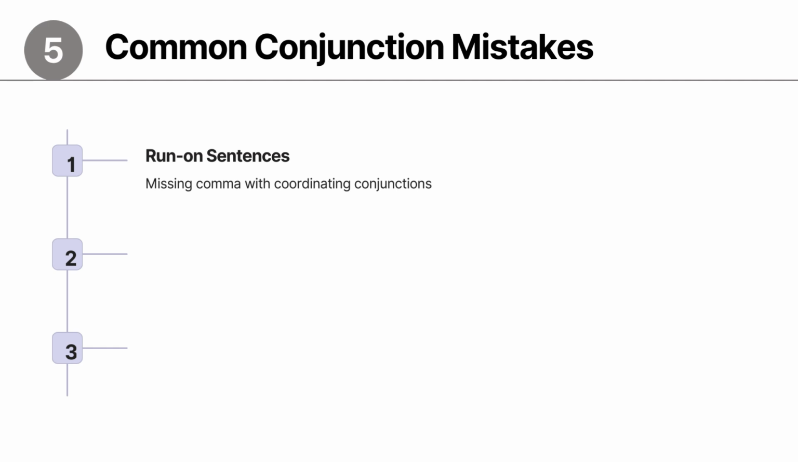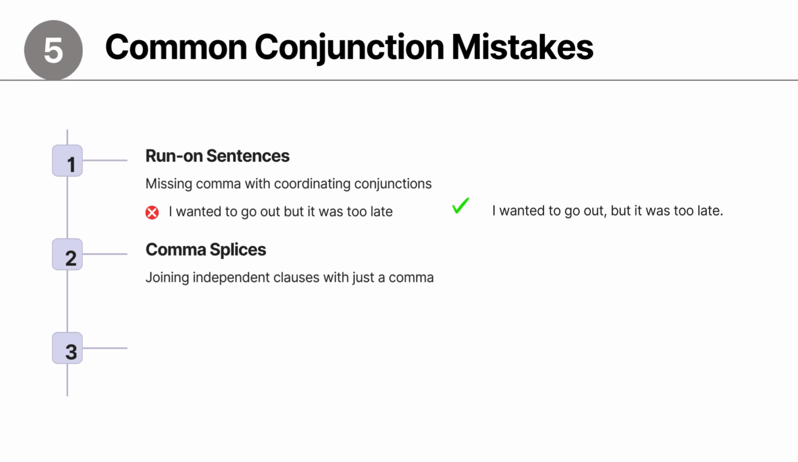Using a coordinating conjunction without a comma can lead to run-ons. For example, "I wanted to go out but it was too late" should be "I wanted to go out, but it was too late." Comma splices, joining two independent clauses with just a comma, like "It was raining, I stayed home," should be corrected to "It was raining, so I stayed home."